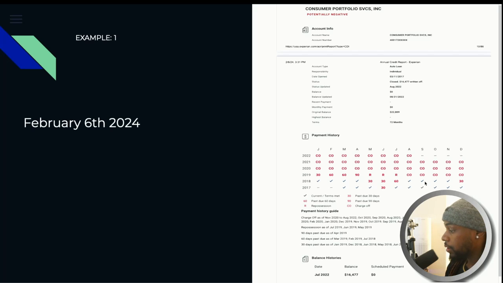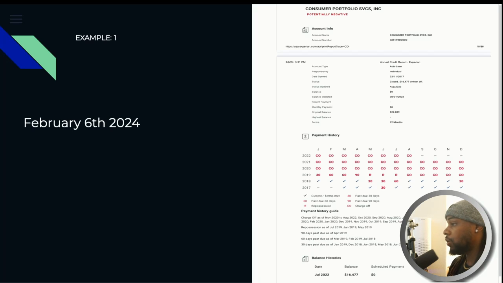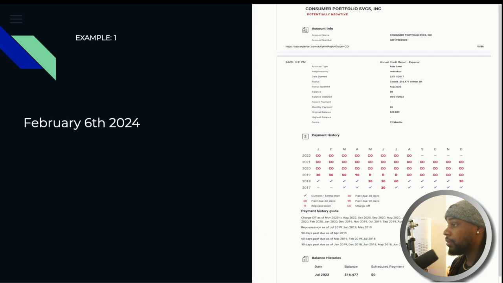So again, if you have your credit report, I recommend pulling it from annualcreditreport.com. I also use Experian, but annualcreditreport.com is completely free. You can get your report once a week as of today's date. Okay, that could change in the future. It used to be once a year. Then COVID happened. They made it once a week. It's continued to be once a week. This may change in the future.